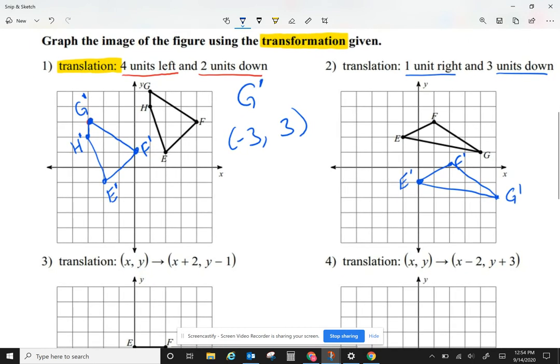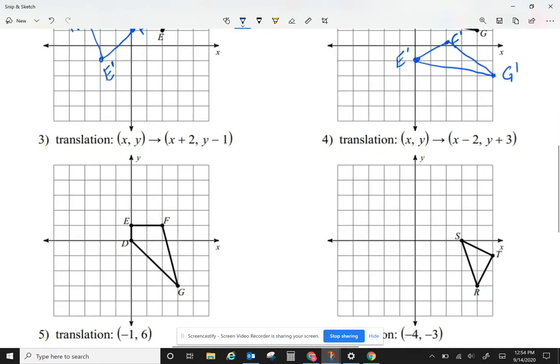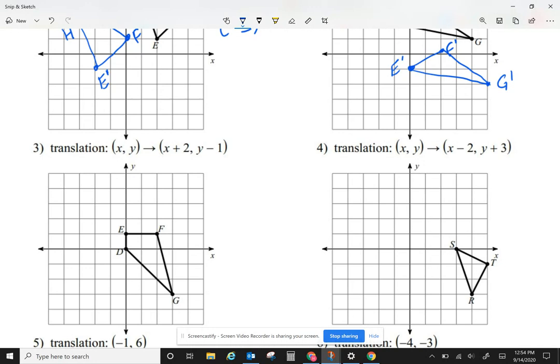Now, another way I'm going to talk about translation: it's easy when it is in words, as we did in question number 1 and question number 2. But I'm also going to give it to you in what we call notation. Now here, I'm saying it's going to be a translation, and I use x plus 2.